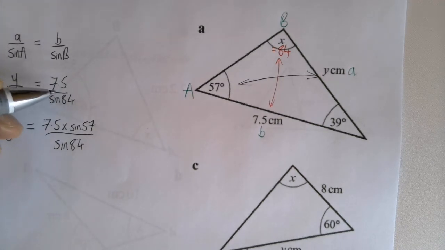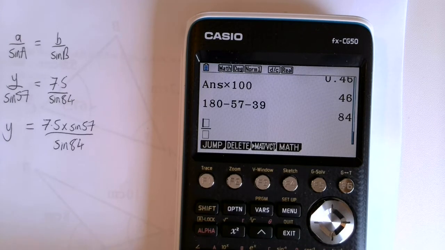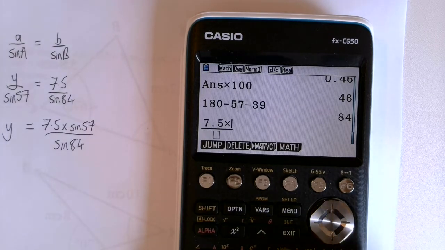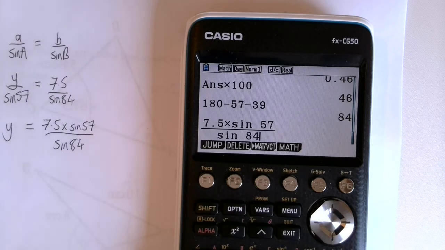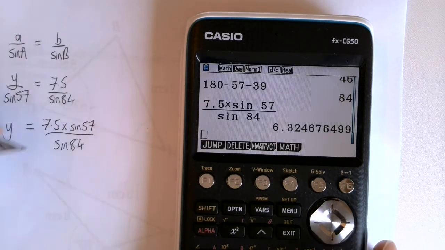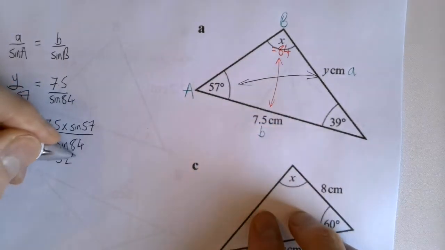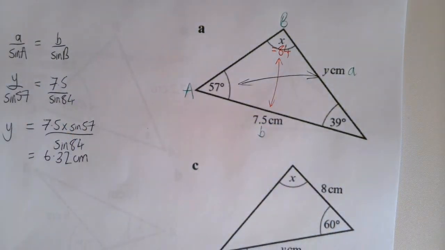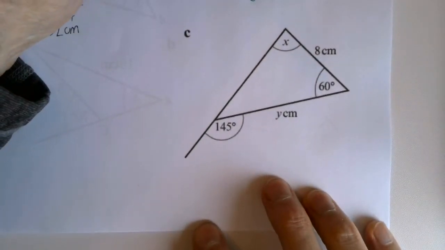I could have written it as that fraction multiplied by sine 57 separately, but I'm going to do it that way, so I can just whack it into my calculator like that. So fraction button 7.5 times sine of 57, and that's over sine of 84. As always, making sure I'm in degrees mode. 3 sig figs is our default, and we're in centimetres. Okay, so pause and have a go at that one.